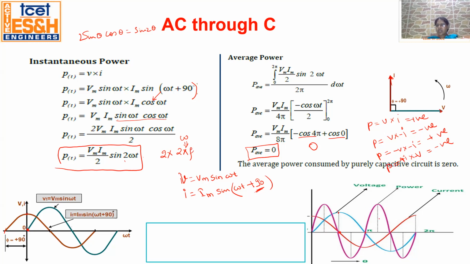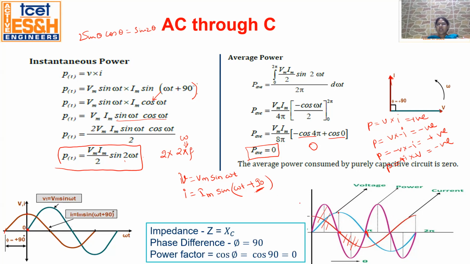So in this way, the power is like this, and for this positive and negative cycle, for the pi duration, both cancel each other. That's why the average power for the capacitor is equal to 0. So in this case again, impedance is nothing but 1 upon omega C, or this is Xc. So Xc is the impedance. Phase difference is 90, and cos phi is again 0 because phi is equal to 90.